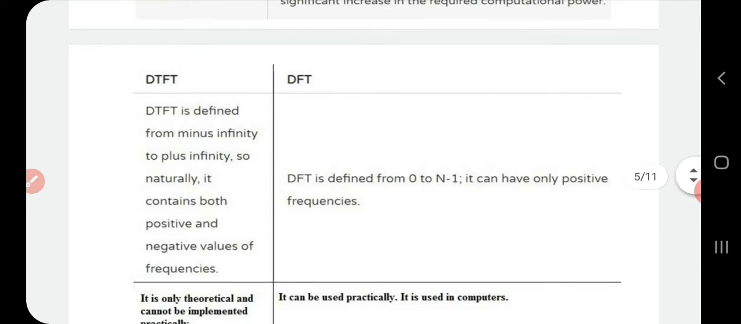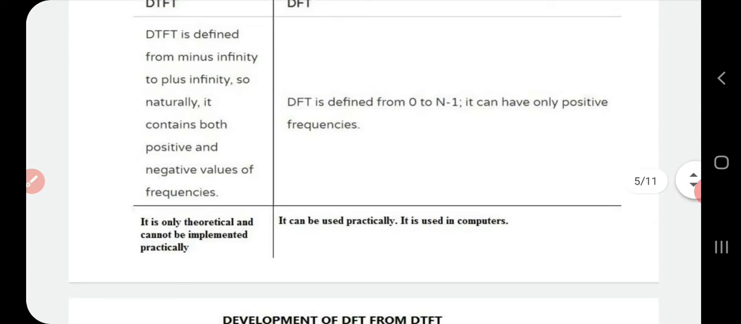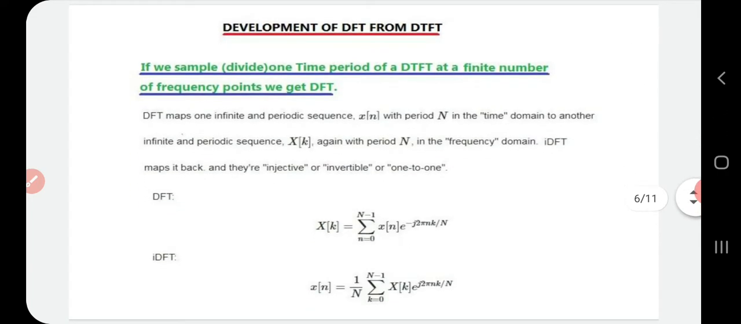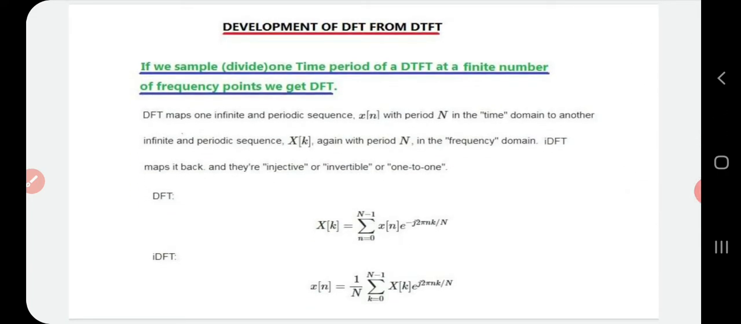DTFT is defined from minus infinity to plus infinity, so naturally it can have both positive and negative values of frequencies, whereas DFT is defined from 0 to N minus 1, so it can have only positive frequencies. DTFT is only theoretical and cannot be implemented practically, whereas DFT can be used practically, that is, it is made use of in computers. So study these differences. I think these are very simple ones.